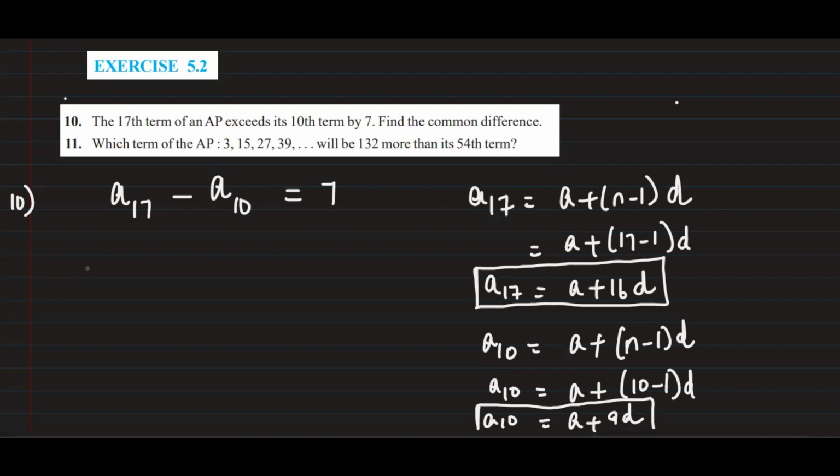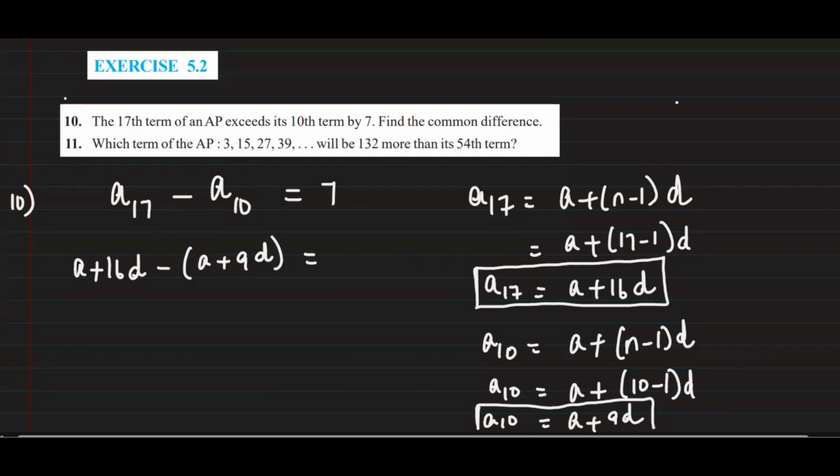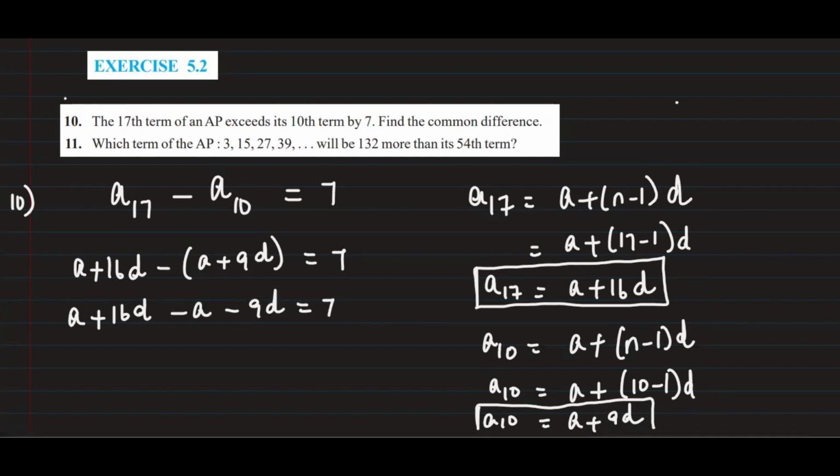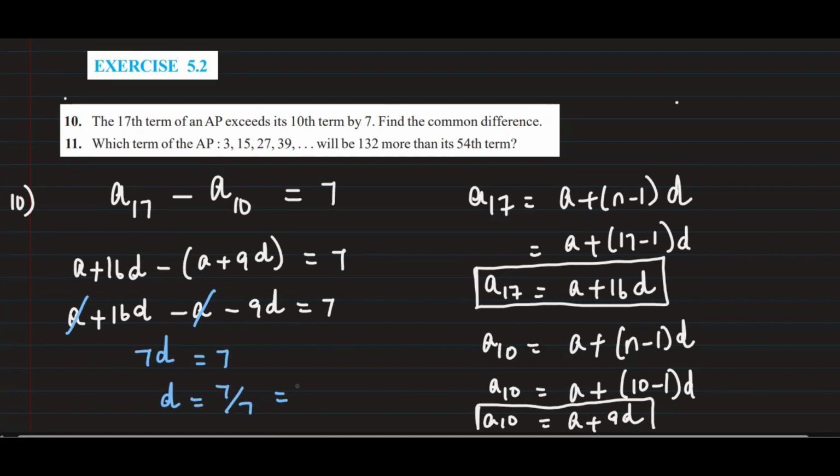Fine. So let's substitute here. So a plus 16d minus, within brackets since we have two terms, a plus 9d, which is equal to 7. Let's remove the bracket now. So a plus 16d minus a minus 9d is equal to 7. Cancelling the positive and the negative a, 16d minus 9d will become 7d. So 7d is equal to 7. D is equal to 7 divided by 7, which is 1.